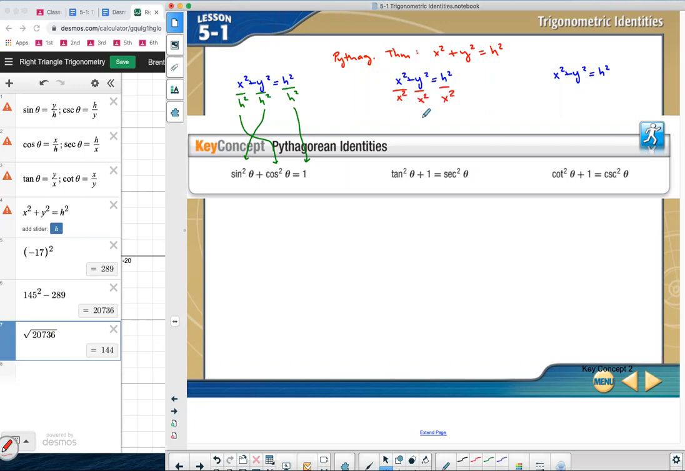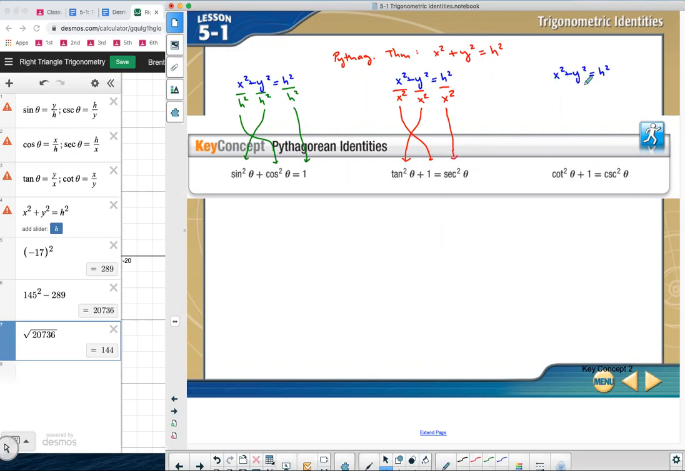If I divided everything by x squared, x squared divided by x squared is 1. Y over x is tangent. So y squared over x squared is tangent squared. And then h squared divided by x squared is cosecant squared. I'm sorry, h squared divided by x squared is secant squared. Secant squared, there we go.